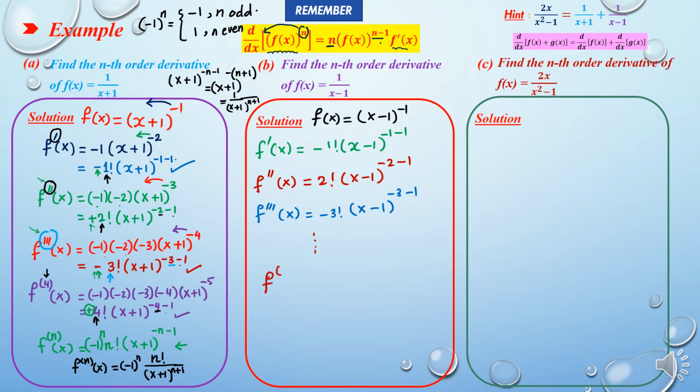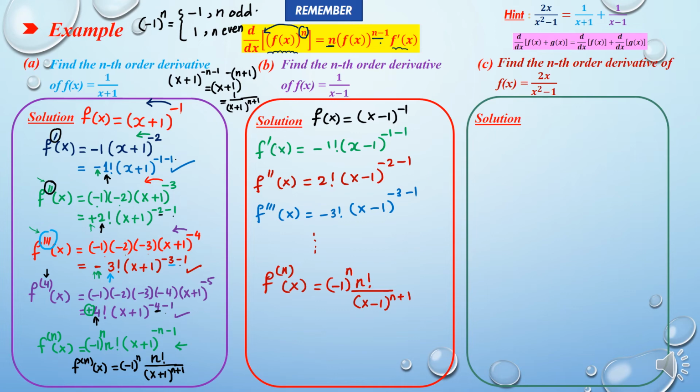So what's the nth order derivative? The nth order derivative will be negative 1 to the nth power multiplied by n factorial multiplied by 1 over (x minus 1) to the n plus 1. So divide by (x minus 1) to the n plus 1.